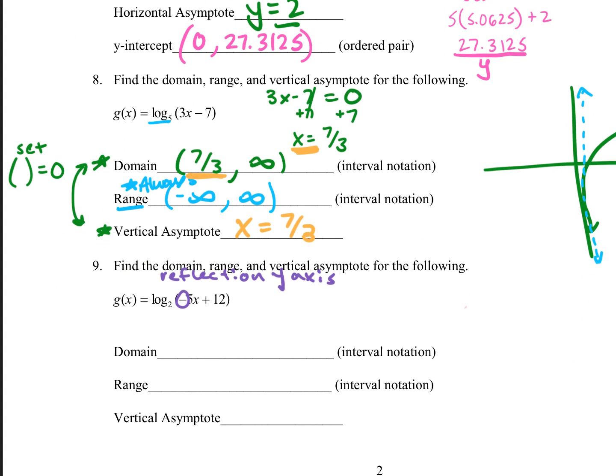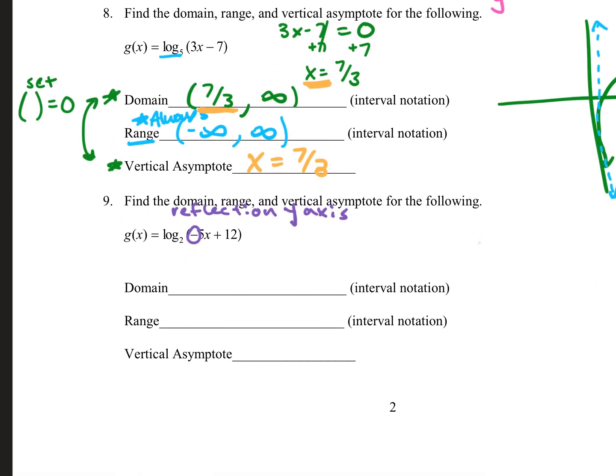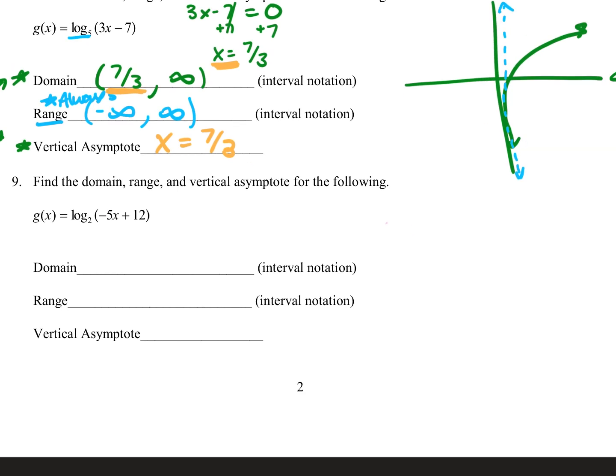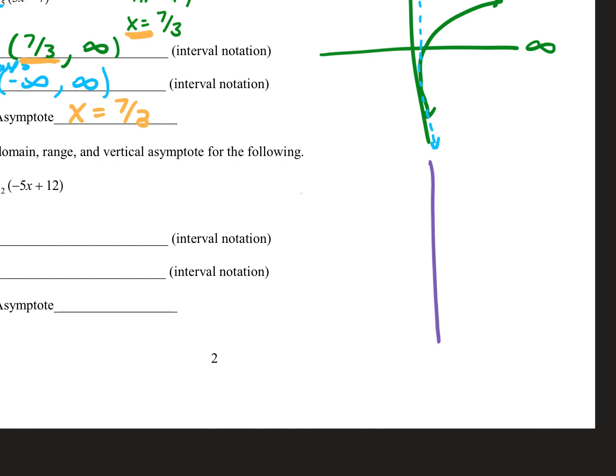All right, let's look at the log. So same thing with our log graphs. We always want to start by graphing. Our log graph is just a sideways version of our exponential graph, but it starts in the positive x on our coordinate plane. Now we always want to check and see if we have any transformation. So this is how it starts. This is our basic log.